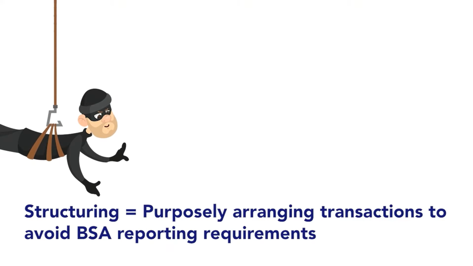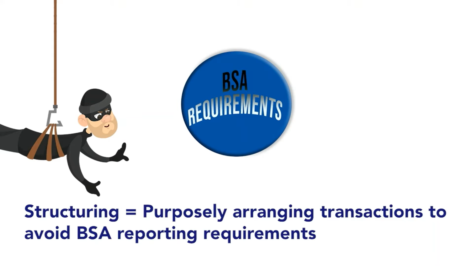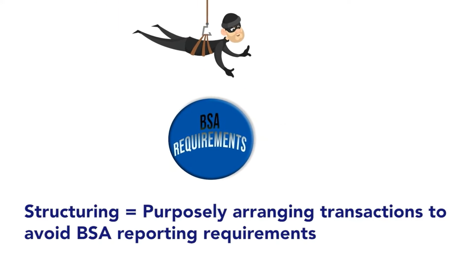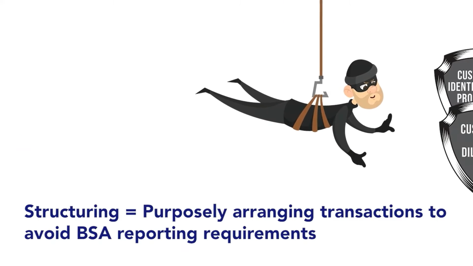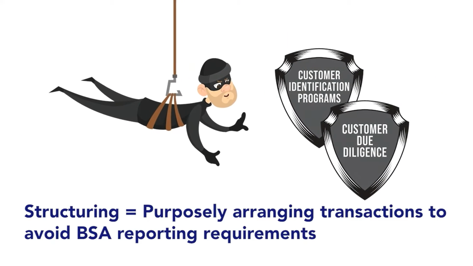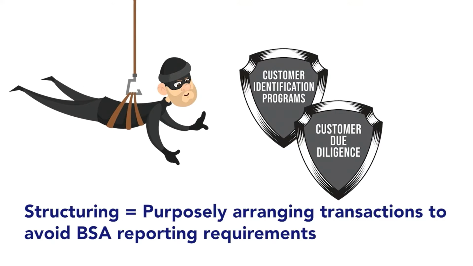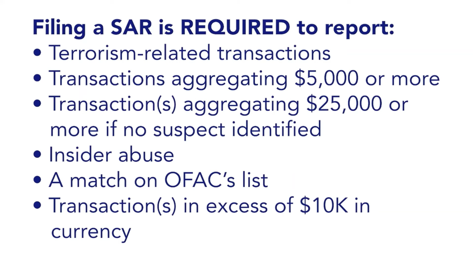Money launderers and terrorists are familiar with BSA reporting requirements, however, and use all sorts of tactics to get around them. That's why your institution must have customer due diligence and customer identification programs in place to help recognize suspicious transactions and activities. Institutions are also required to file a SAR, a suspicious activity report, with FinCEN whenever you suspect illegal activities that meet specific reporting thresholds, and whenever you detect or sense the red flags of illegal financial behavior.